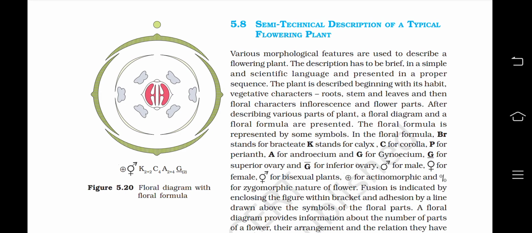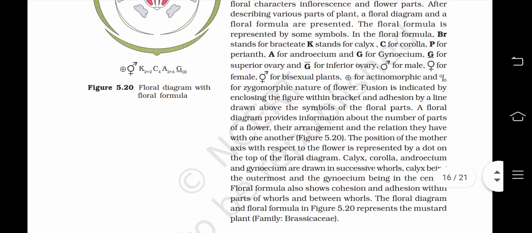Fusion is indicated by enclosing the figure within brackets, and adhesion by a line drawn above the symbols of the floral parts. A floral diagram provides information about the number of parts of a flower, their arrangement, and the relation they have with one another.